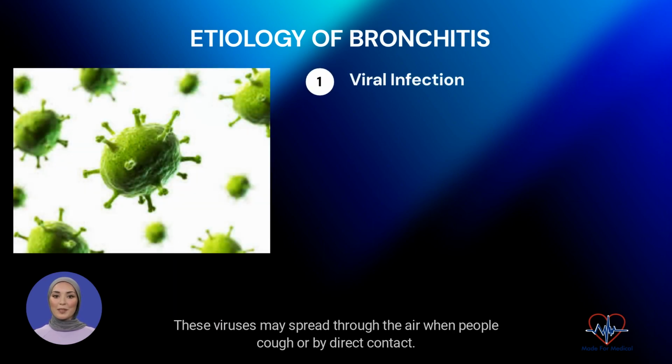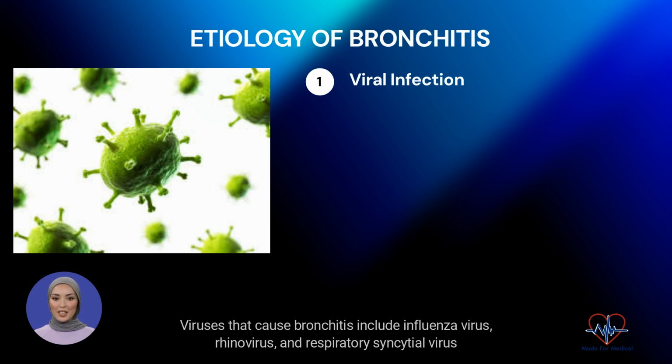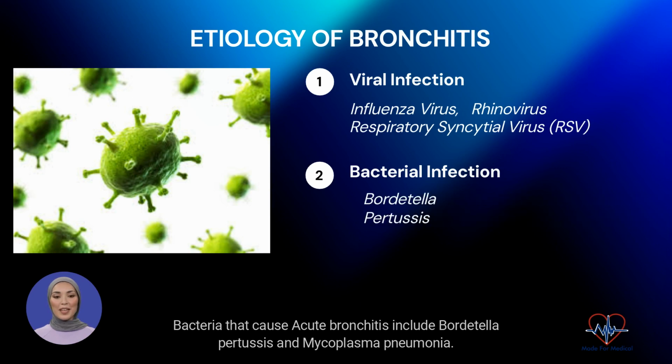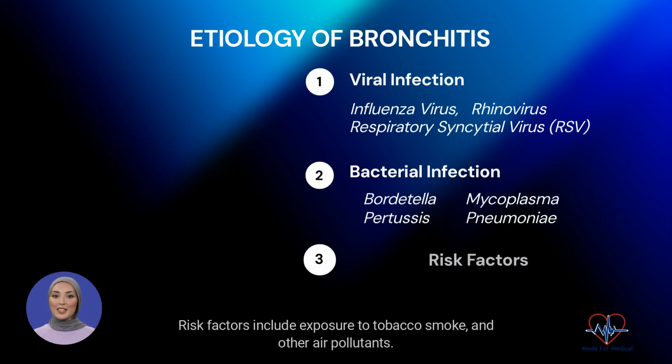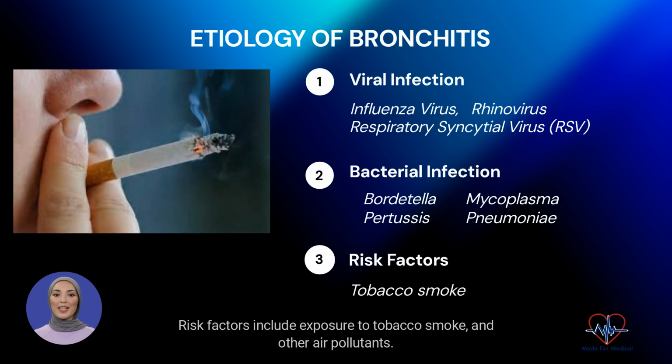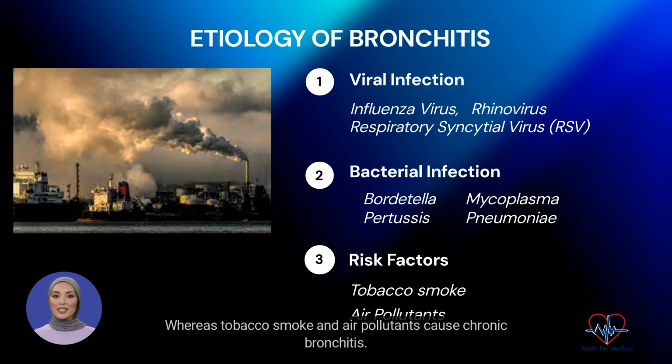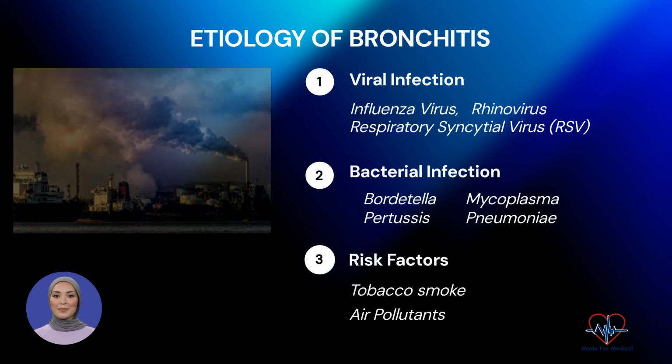These viruses may spread through the air when people cough or by direct contact. Viruses that cause bronchitis include influenza virus, rhinovirus, and respiratory syncytial virus. Bacteria that cause acute bronchitis include Bordetella pertussis and Mycoplasma pneumonia. Risk factors include exposure to tobacco smoke and other air pollutants. Viral and bacterial infections mainly cause acute bronchitis, whereas tobacco smoke and air pollutants cause chronic bronchitis.